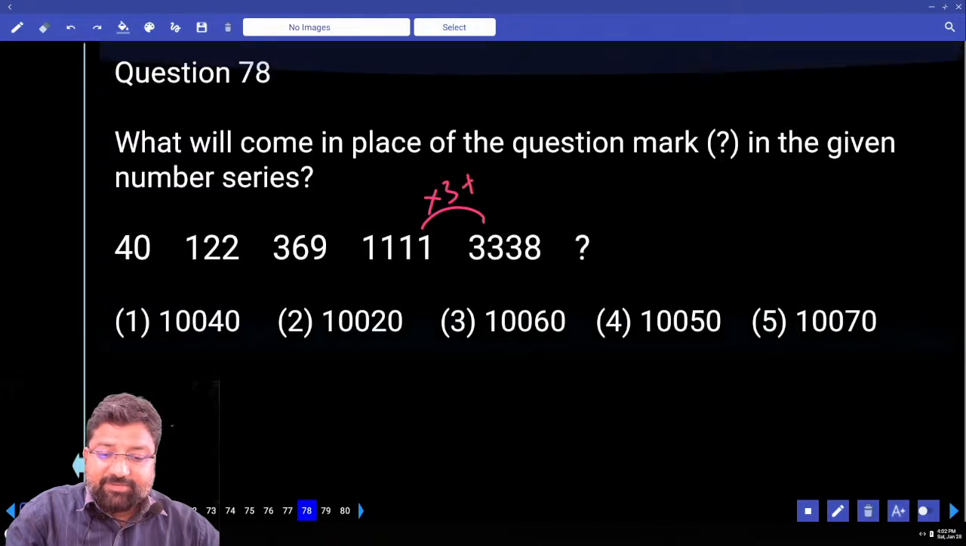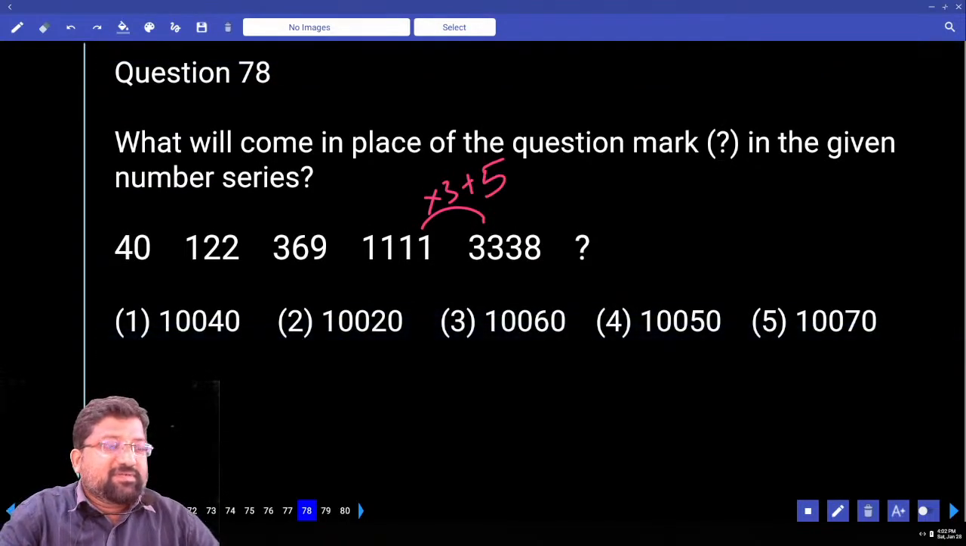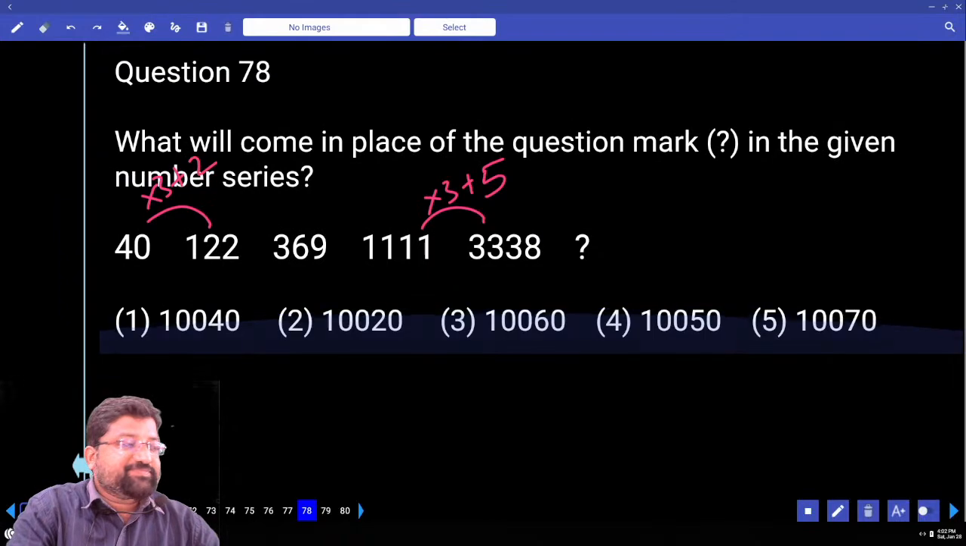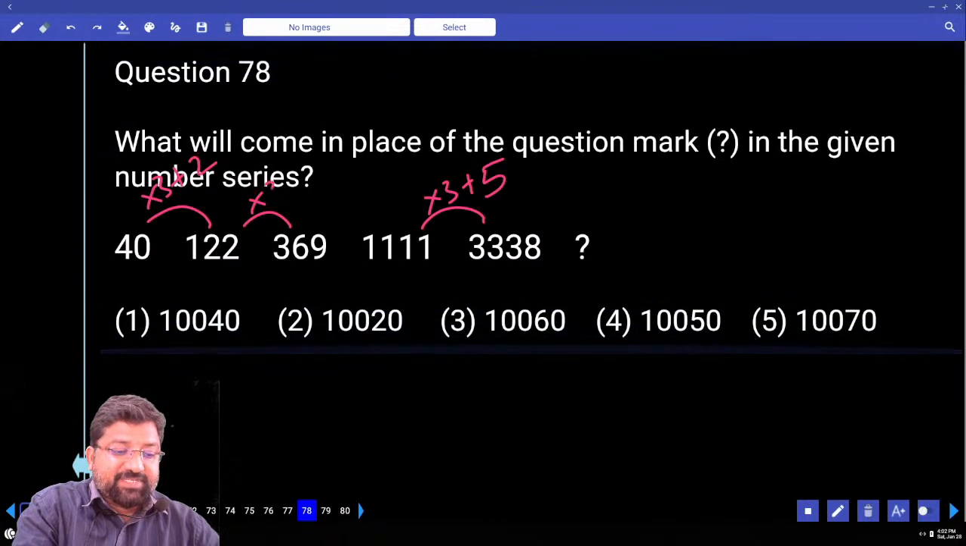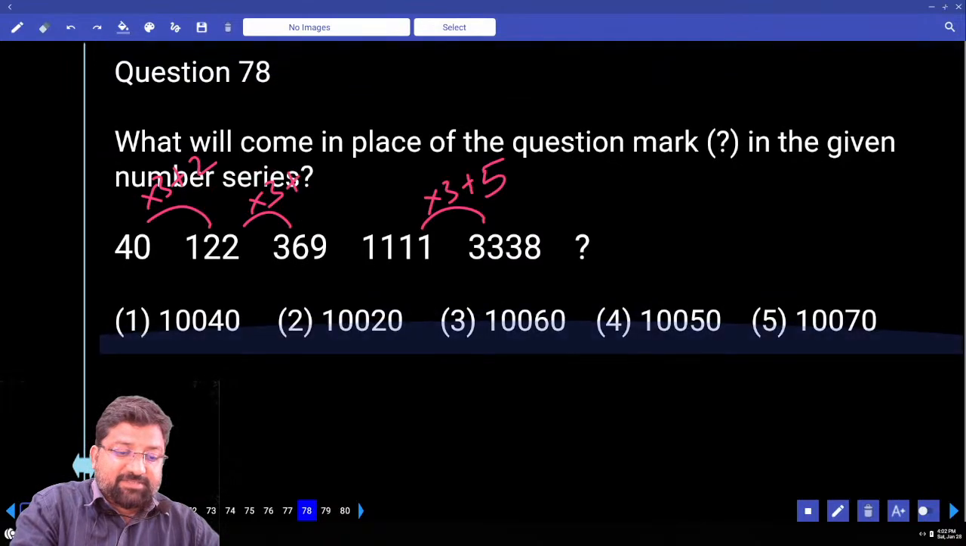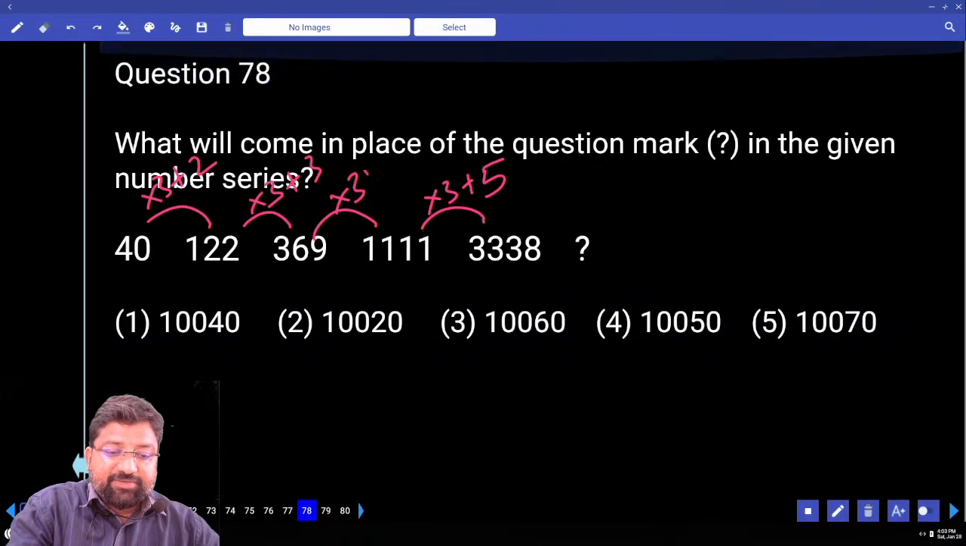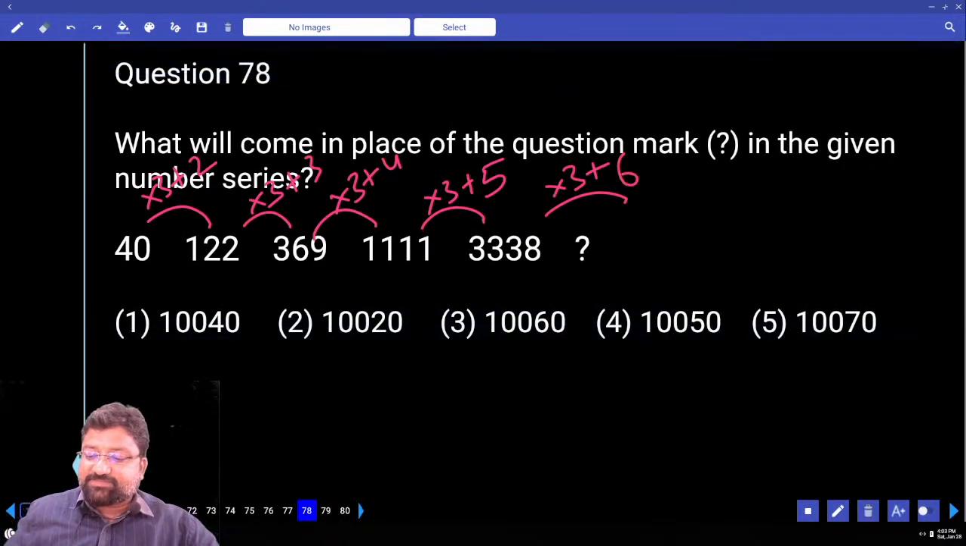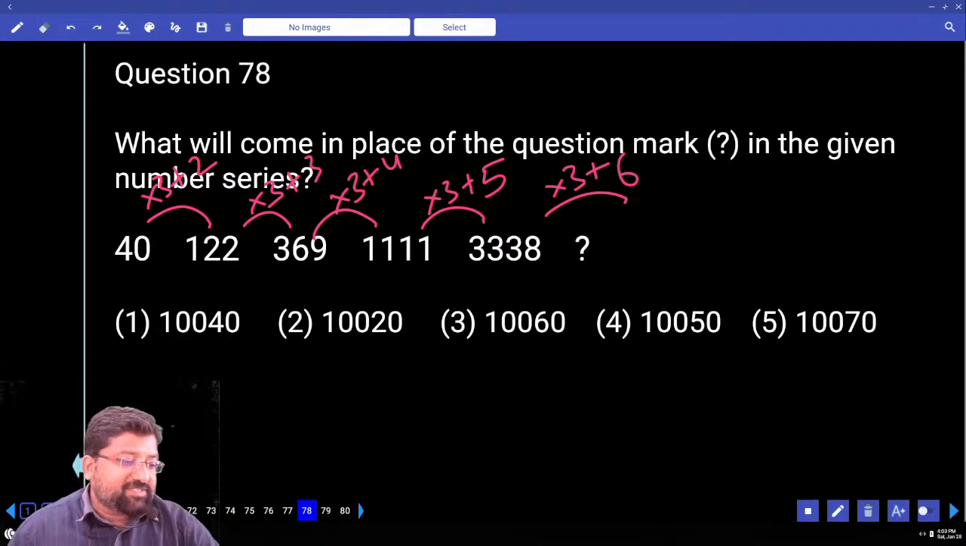Into 3 plus 5. 1111 into 3 is 3333 plus 5. What about this? Into 3 plus 2. This is also 3 times 366 plus 3. This is into 3 plus 4. Next number should be into 3 plus 6. What should be my answer? 10020.